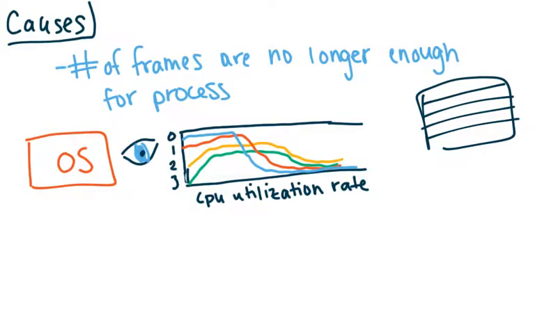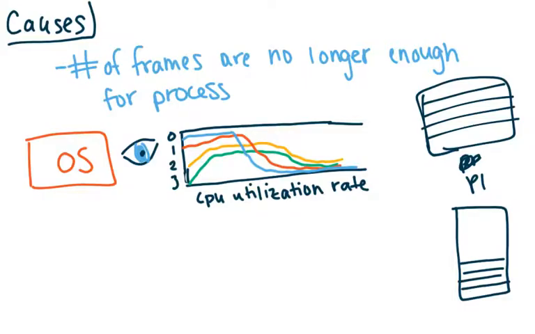So the cause of thrashing is that basically the number of frames are no longer enough for the process that's running. So here, let's call it P1, and this is the total number of pages that P1 has. So we have 1, 2, 3, 4, 5 pages, and let's say that it was allocated in main memory, let's just say 3 pages. So that's what it was allocated. So it has 3 pages, which was fine.